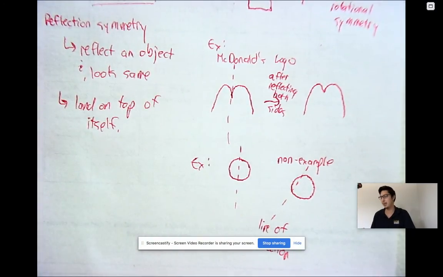So that's what this is about, reflection and rotational symmetry. I hope you can make sense of it, find some examples, look at brand names and logos, because a lot of brand names and logos love to use this type of art in their objects. All right?